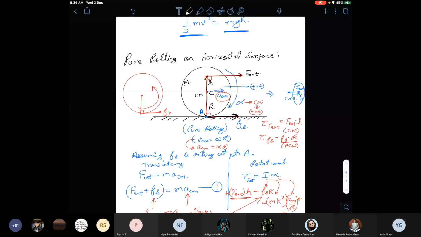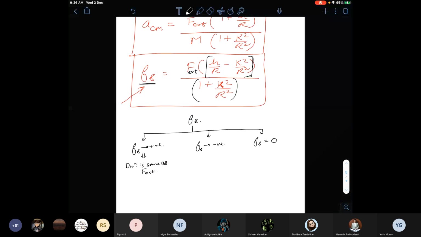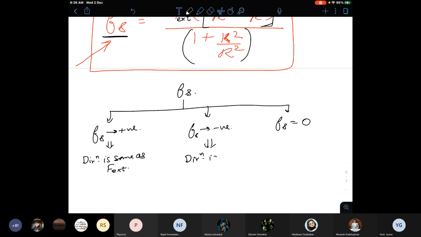If it is in the same direction as F external, then if the answer of static friction comes out to be positive, then the direction which I had assumed initially is correct. Okay, if answer is positive, the assumption is correct, so direction is same as F external. But if it is negative, it means that the direction is opposite to F external. It is in the backward direction instead of the forward direction.